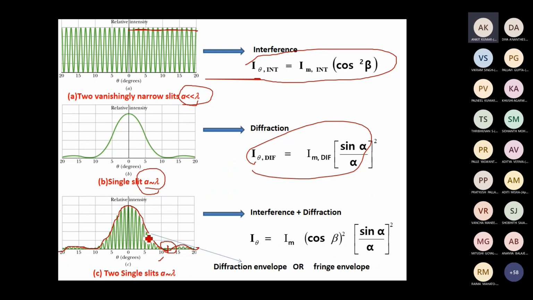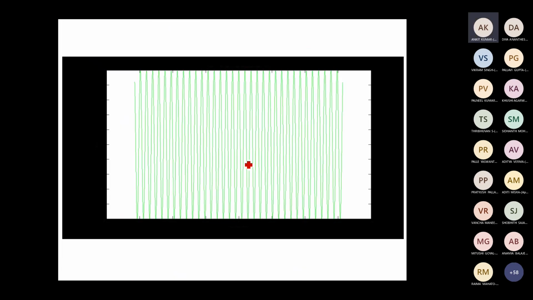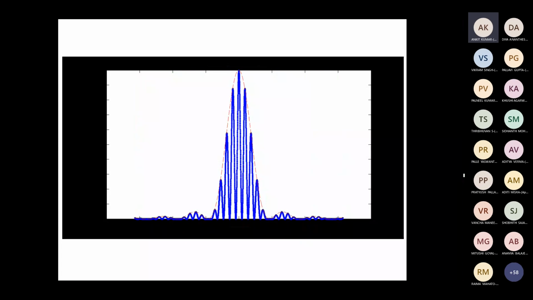This is what we call a diffraction envelope or a fringe envelope, which is prominent only under this condition. The moment you start going back to this condition, this slowly starts to disappear. All the interference fringes will come back to their original intensity. So you can see just an animation here which describes the interference.